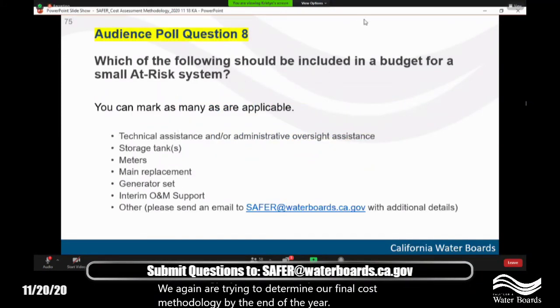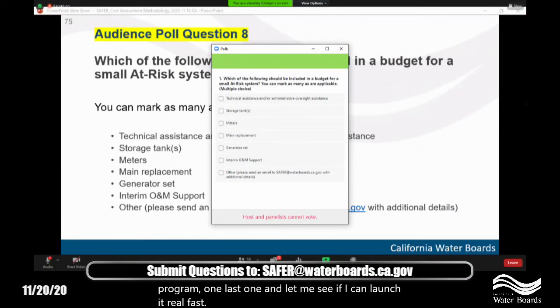We love our poll questions here for the SAFER program. One last one, and let me see if I can launch it real fast. This question is asking, which of the following should be included in the budget for a small at-risk system? You can mark as many as is applicable. We are trying to incorporate our at-risk systems into the cost methodology. You may have some systems that are at risk because of water quality issues, accessibility issues, TMF capacity issues, or affordability issues. And your thoughts here are important to us.